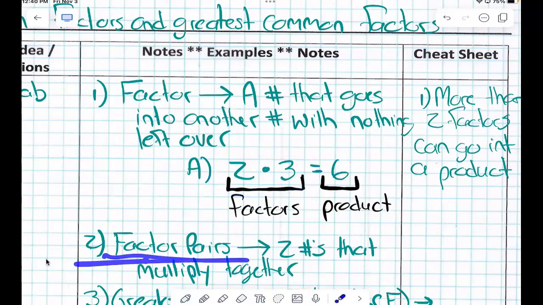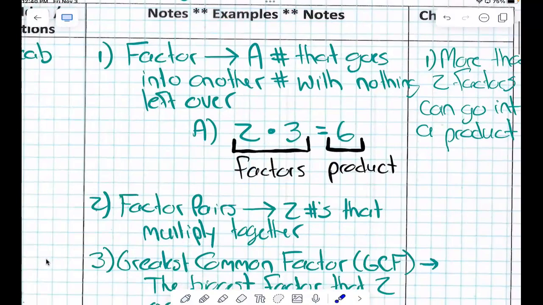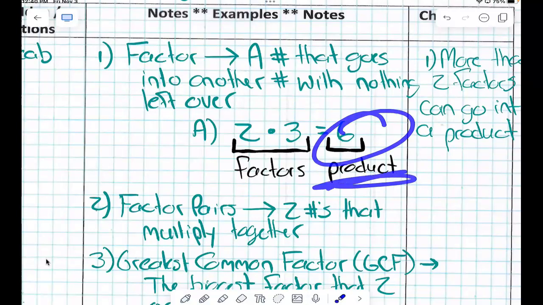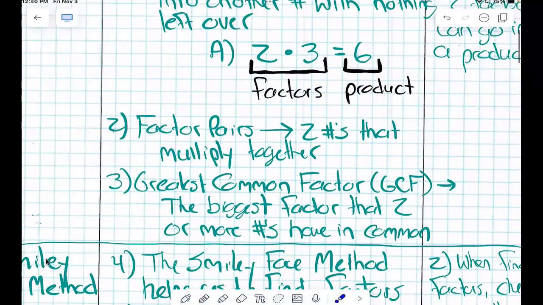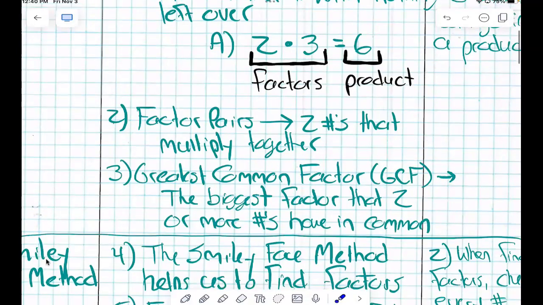So they're called factor pairs, and the factor pairs multiply together to give you, what's this word right here? Oh, nice job. Greatest common factor. I'm not going to talk about the definition because we'll talk about it in a second. But how do we abbreviate greatest common factor? GCF. Beautiful. Smiley face method.